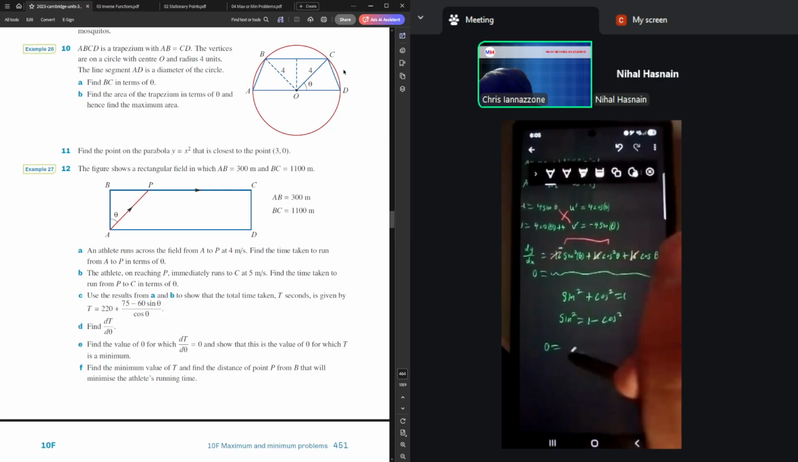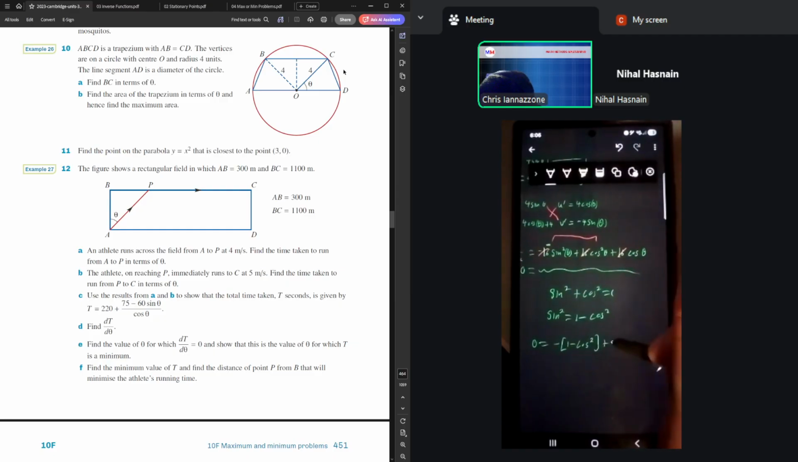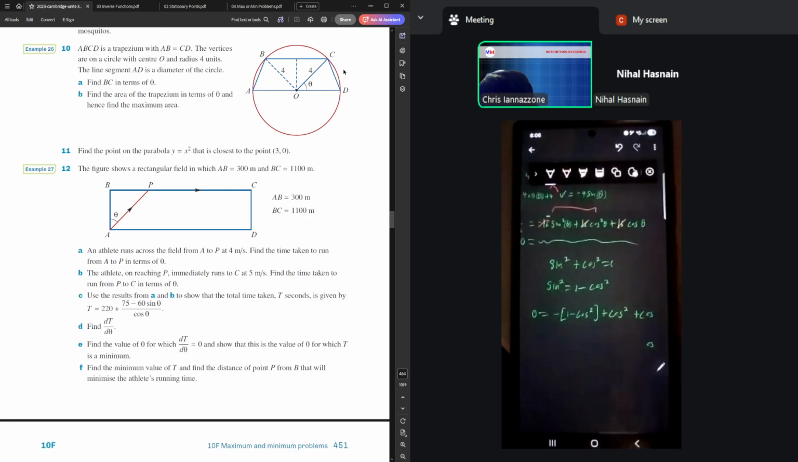And then rewrite it more or less like so: you're going to have negative bracket 1 minus cos squared for that, a positive cos squared and a cos, a positive cos squared, a cos. Simplify that down, so you're going to have 2 positive cos squareds, a negative 1 and a positive cos. This looks like it should be good.